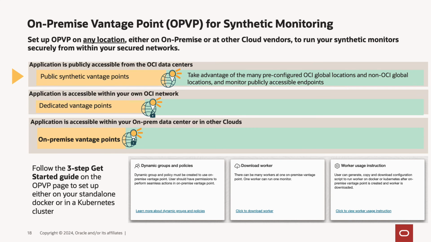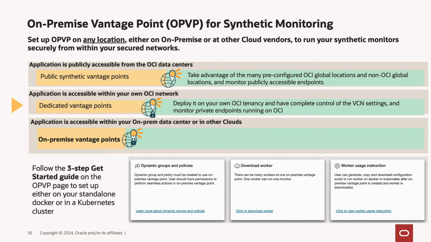First of all, we have public synthetic vantage points. These vantage points are located around the world, so if your application has publicly accessible endpoints, you can take advantage of the pre-configured public vantage points to test your application from global locations.